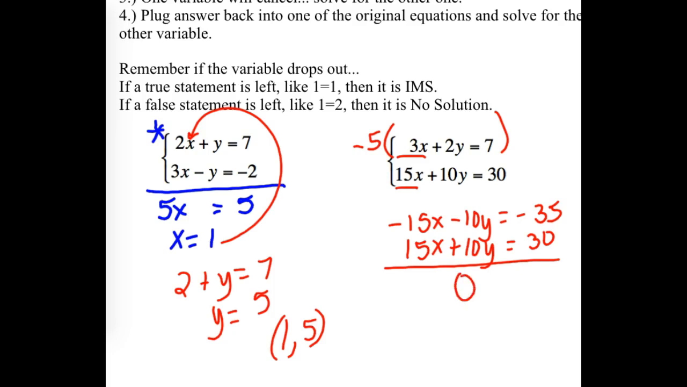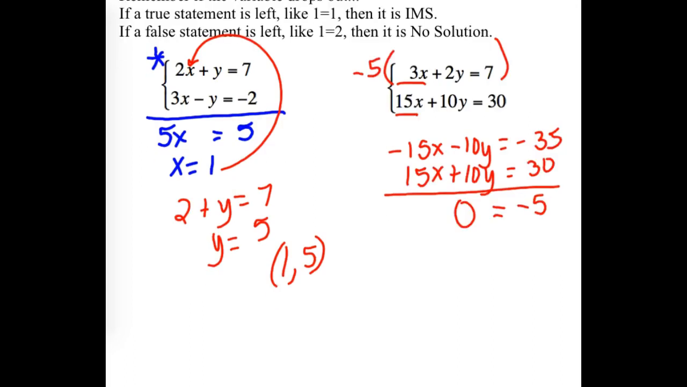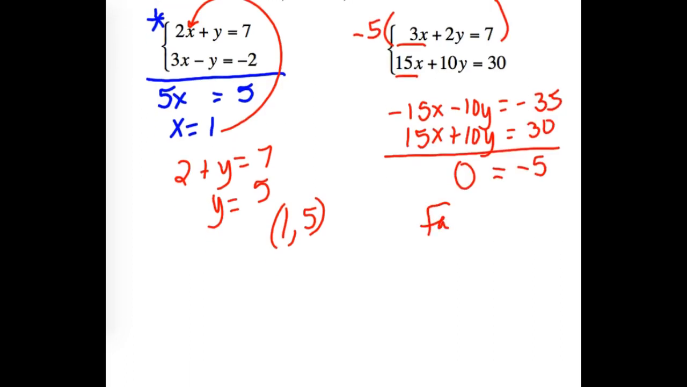When we add it up, in this case the x's disappeared, which was our goal, but the y's also disappeared. Okay? If they hadn't, we would have been able to solve for y, plug it back in, and get our x. But these disappeared, so our important part now is to look at what's left on the other side. Over here we end up with a negative 5. Well, does 0 equal negative 5? No. So if you get a false statement, we say no solution.